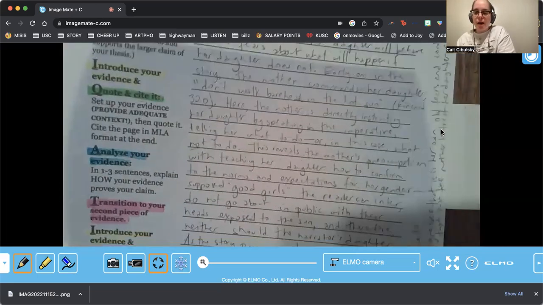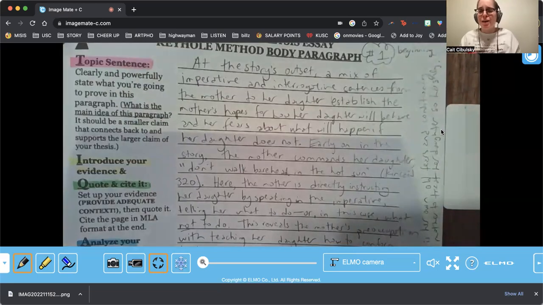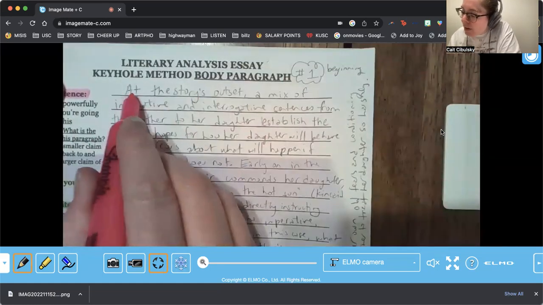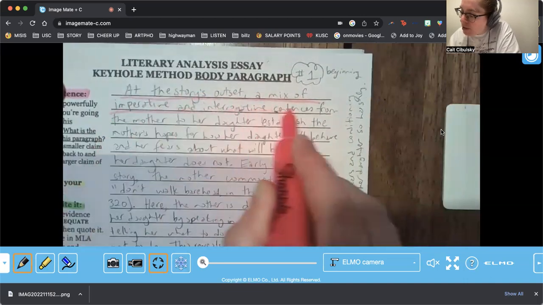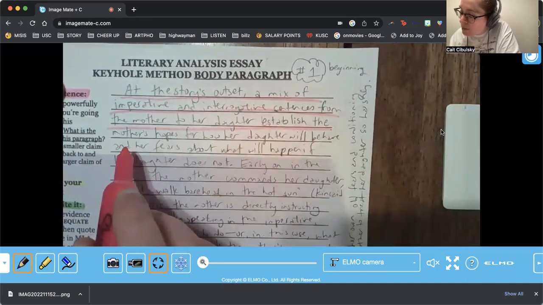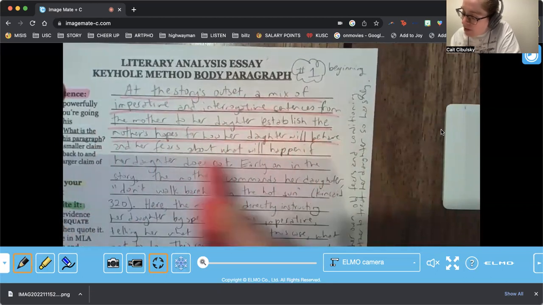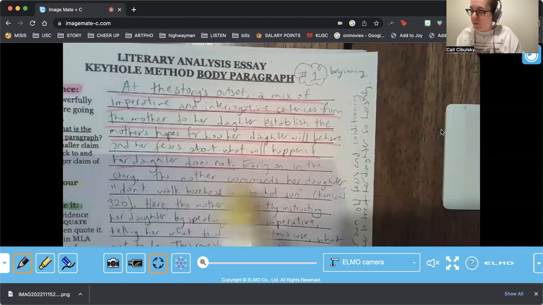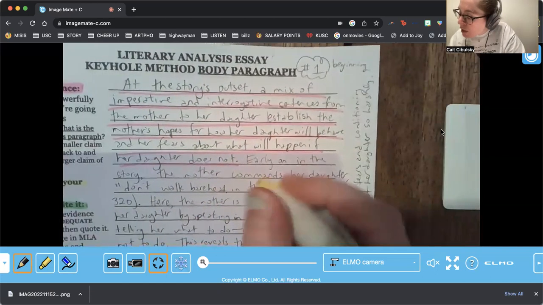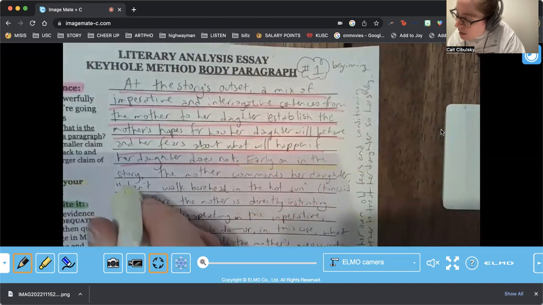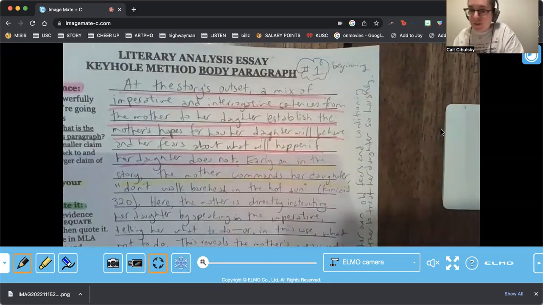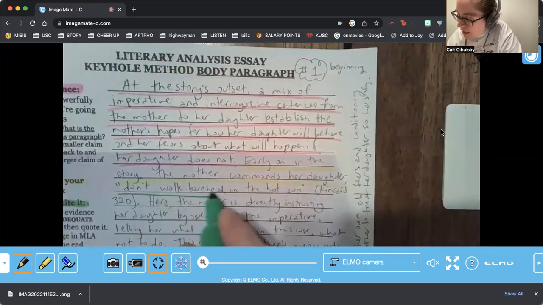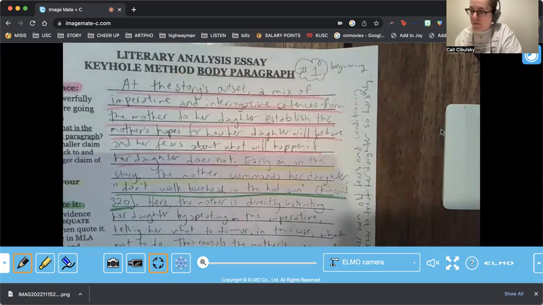So just to look back over it, let's color code it as we go. Topic sentence. At the story's outset, a mix of imperative and interrogative sentences from the mother to her daughter establish the mother's hopes for how her daughter will behave and her fears about what will happen if her daughter does not. Now we're looking at introducing that first piece of evidence. Early on in the story, the mother commands her daughter. Now we've got that first quote. Don't walk barehead in the hot sun, Kincaid 320.